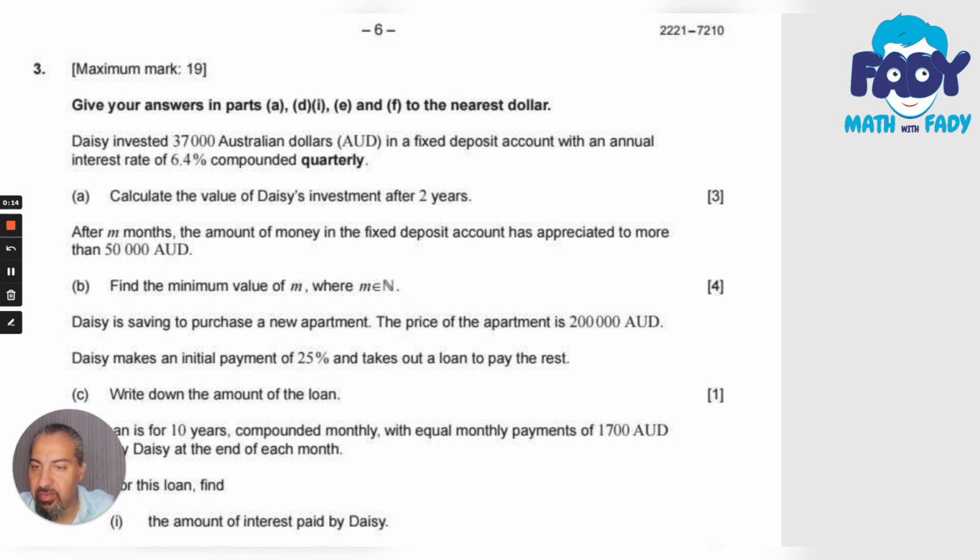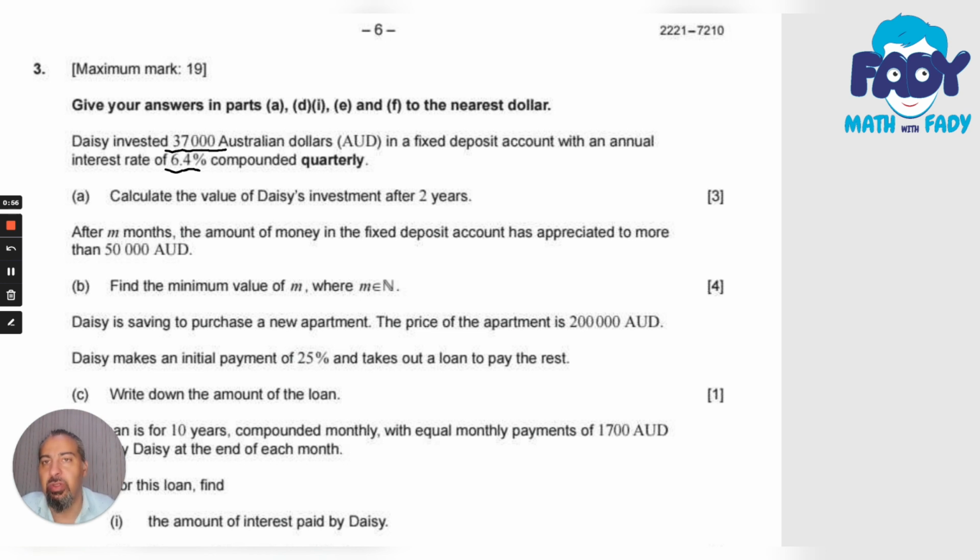So, Daisy invested 37,000 Australian dollars (AUD) in a fixed deposit account with an annual interest rate of 6.4%, compounded quarterly. So this is the interest and this is her investment. Calculate the value of Daisy's investment after 2 years. When we are dealing with a finance question, in a graphing display calculator we need to use our TVM application.